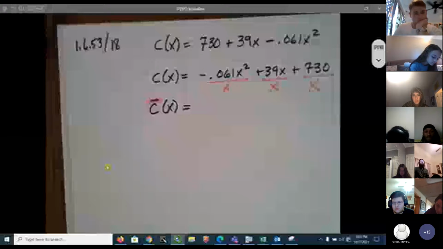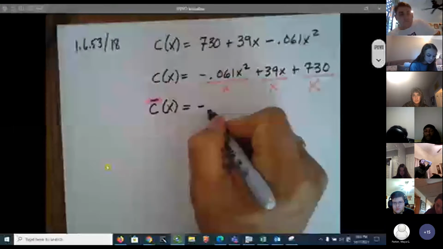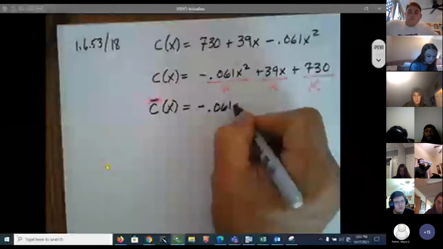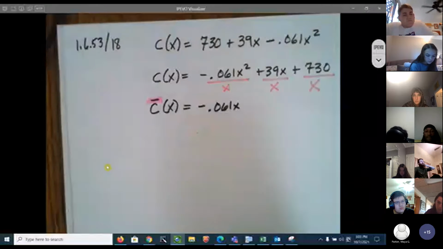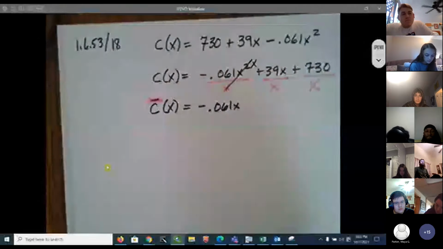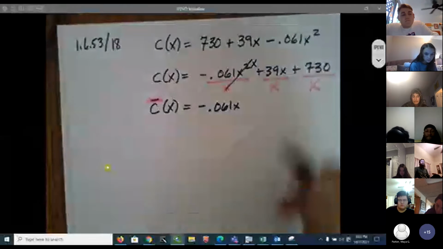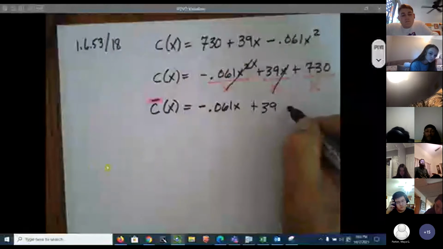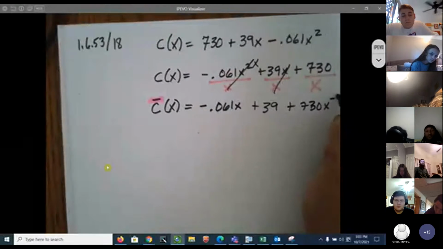And that's going to give me negative 0.061x plus 39 plus 730 x to the negative 1.